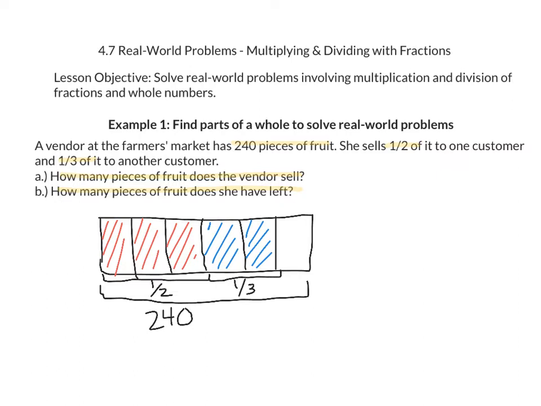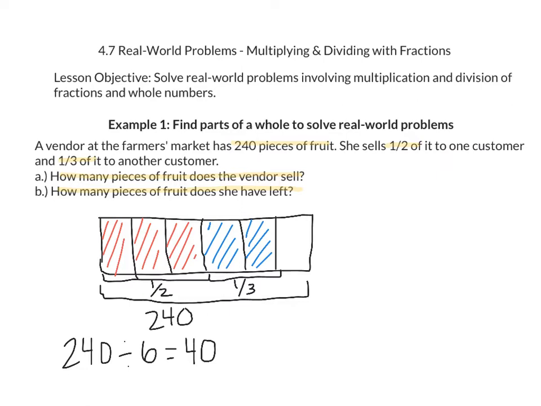In our model, we created 6 equal units. Since we know that those 6 equal units total 240, we can figure out what one of those units is equal to by dividing 240 by 6. 240 divided by 6 is equal to 40. So that means that each of our pieces, each of our units, is equal to 40 pieces of fruit.